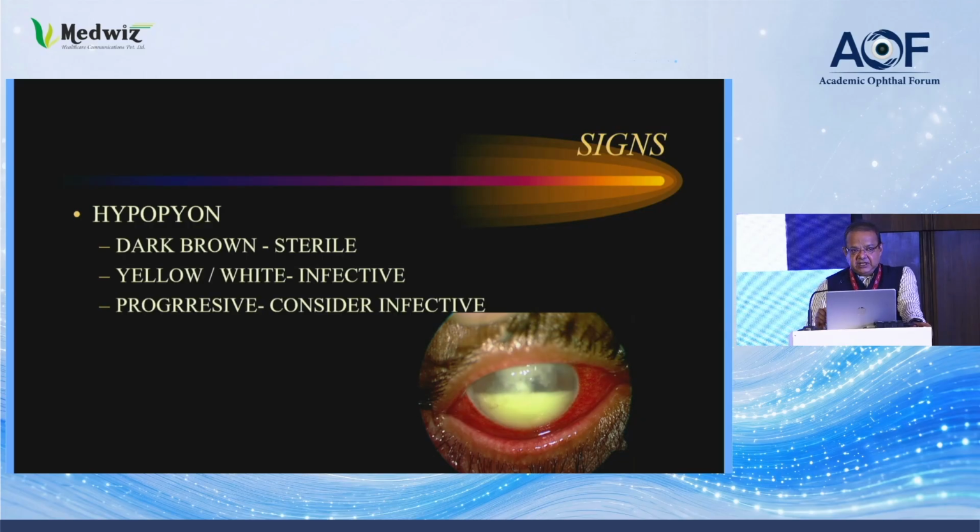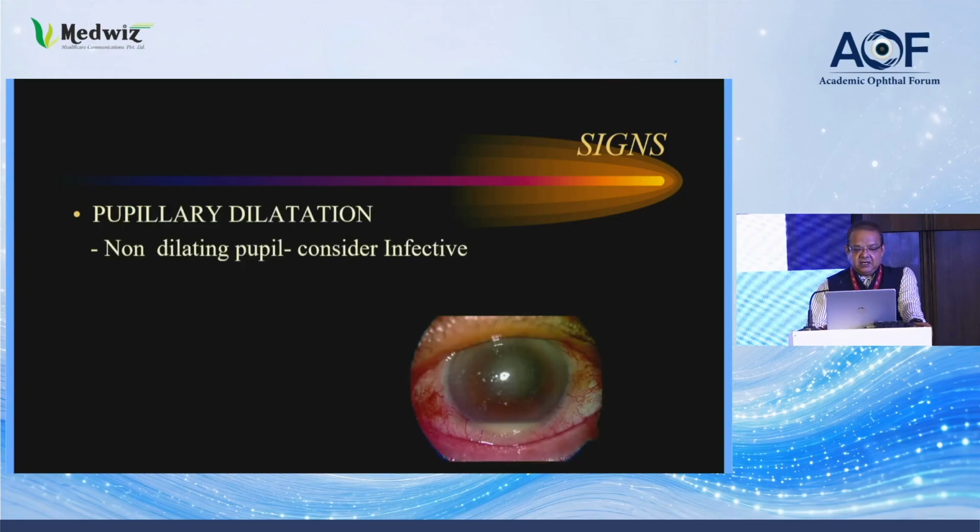Hypopyon, whenever you see a hypopyon, it's a sign of severe inflammation. Now, is this hypopyon infective or sterile? If you have a dark brown hypopyon, usually it's sterile. If you have a yellowish white one, it's infective. On treatment, if the hypopyon increases from morning to evening, then consider it as infective and give intravitreal antibiotic.